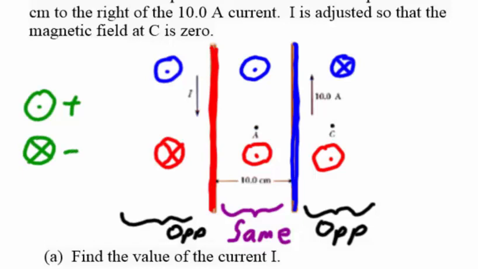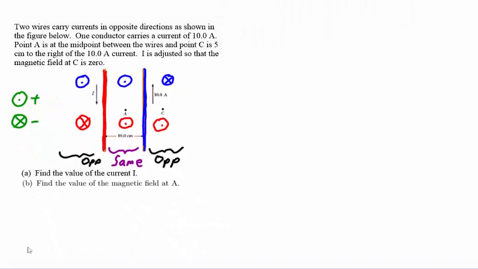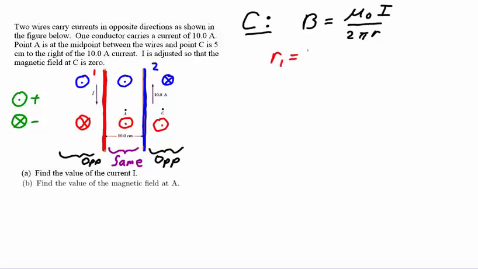Now that we've made a careful and methodical labeling of all the signs of all the terms, we're ready to begin our analysis. And we're going to begin at the point C. The magnetic field surrounding any straight wire follows the formula B is mu 0 I over 2 pi r. Labeling the red wire as wire 1 and the blue wire as wire 2, we'll be able to deduce our two magnetic field contributions. The distance between the point C and the red wire is 15 centimeters, and the distance between point C and the blue wire is 5 centimeters.